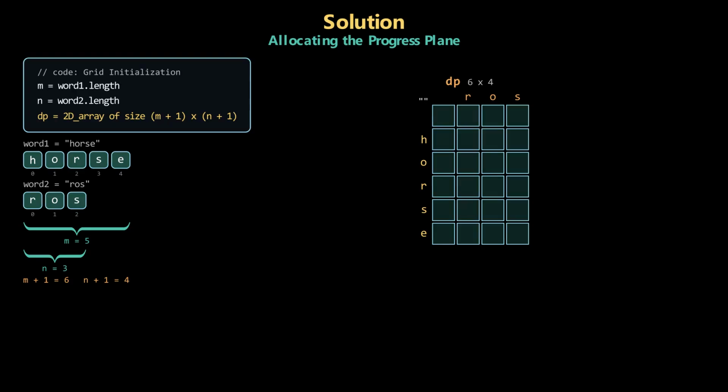To execute our solution, we begin by setting up our 2D data matrix, which we'll call DP. We size it with 1 extra row and 1 extra column to account for the empty string prefixes. This grid serves as our progressive decision ledger, where every cell will store the precise minimum cost to transform a slice of our first word into a slice of our second.